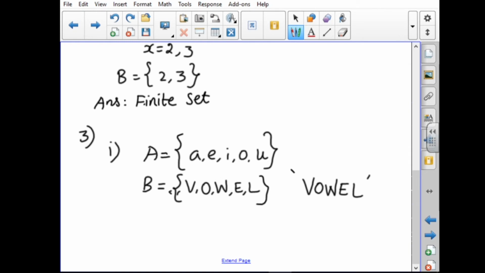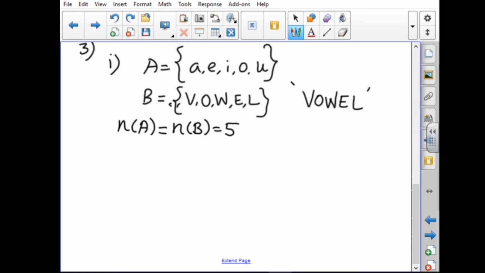So we have to check whether they are equivalent, unequal, or equal. Just look at the two sets. What elements are there? Here n of A is equal to 5 and n of B is also 5. If the number of elements are equal, the two sets are called equivalent sets.